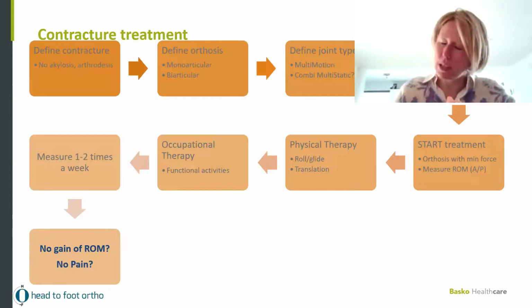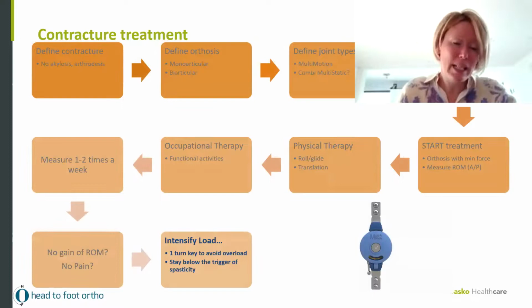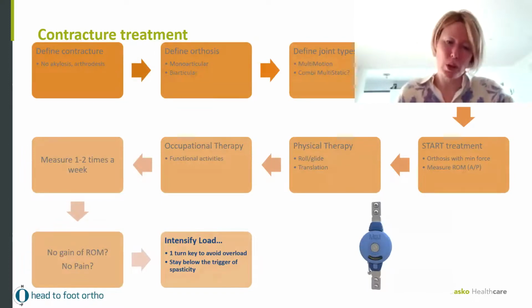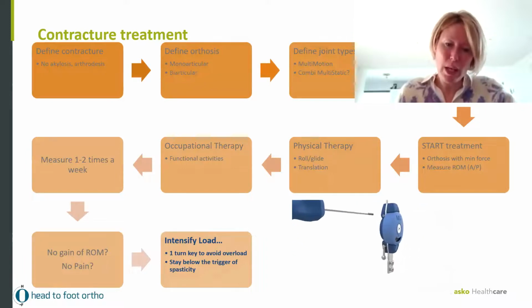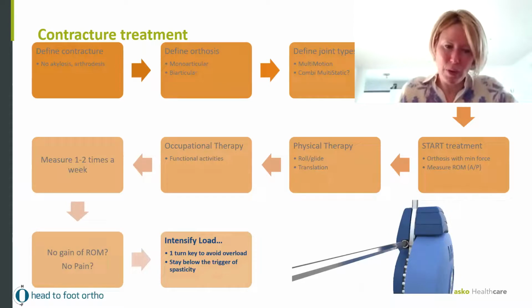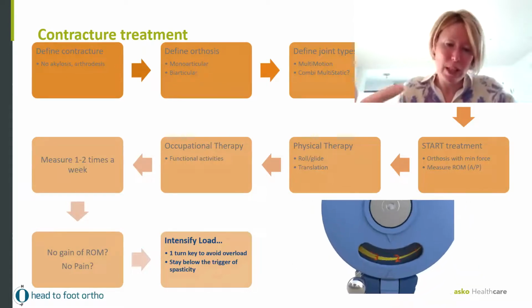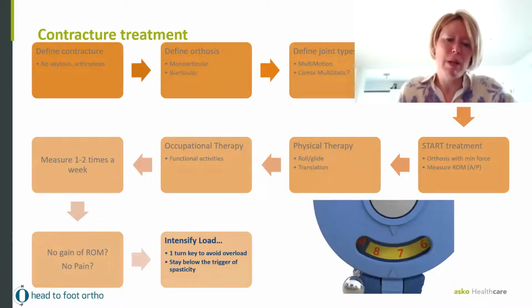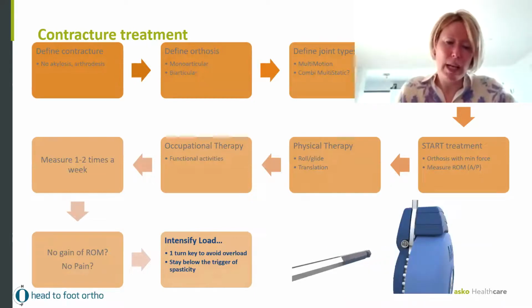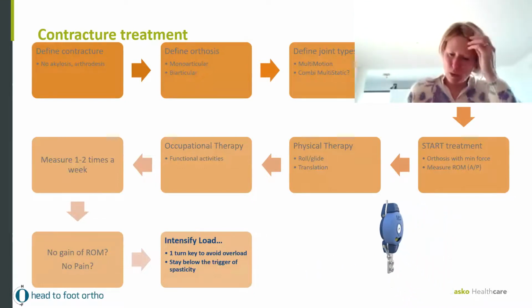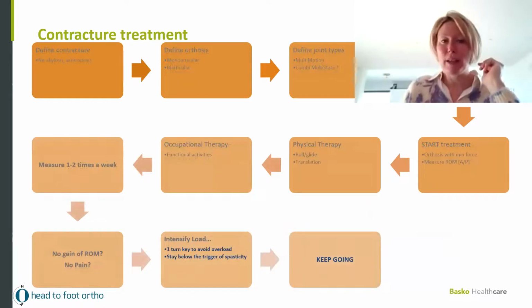If you don't have gain, you have a patient that wore the orthosis, doesn't have any pain, and accepts it very well. You measure week A, week B, and you see on week B, I do have the same range of motion outcomes as the week before. Well, at that moment, you can intensify the load by just one key turn to avoid overload, because we don't want a myofibroblast to be active. And if we're talking about people with spasticity, it's very important to stay below the trigger of spasticity so that we don't really trigger it.